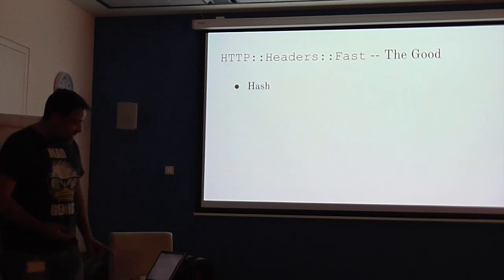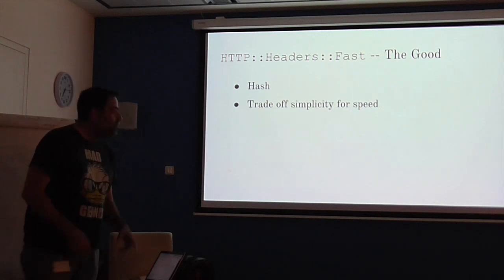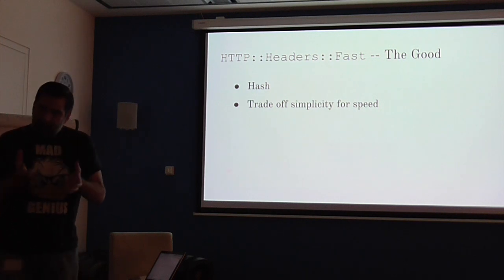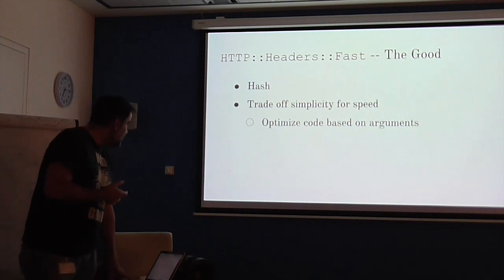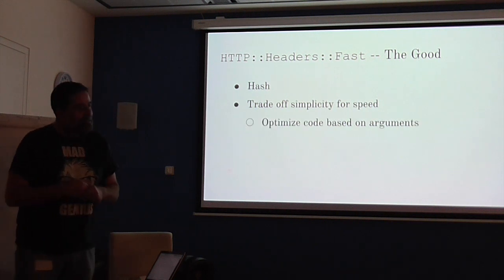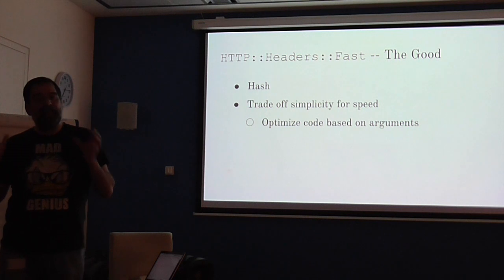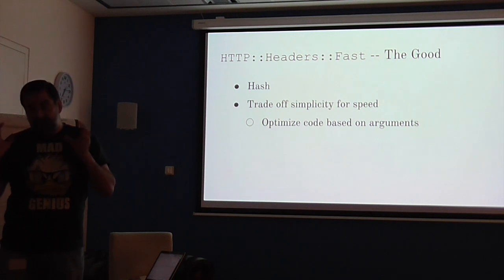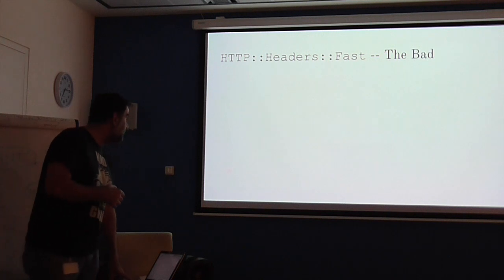So again, what's good about this class? It uses a hash as a data structure, and it trades off the simplicity in the code for speed. So there's more weird stuff in the code that you have to sit down and understand why and what he's doing there. And it's all in the name of speed. One of the things he does is he has different code paths based on how many arguments he's receiving. So if you're setting a header name with one value, you go through one code path. If you're passing it an array or several different values, it goes through a different code path, which is the way he found to make it faster.